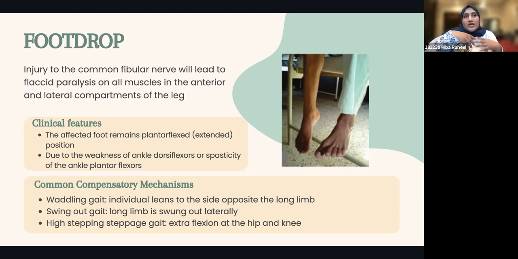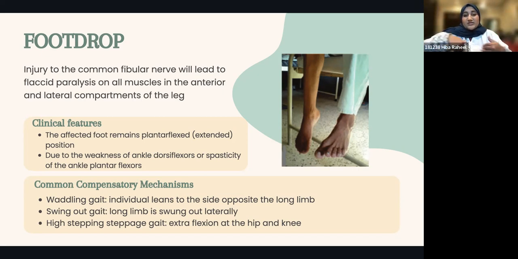Spasticity occurs when a muscle is being contracted a lot, so that can occur. As a compensatory mechanism, people change the way they walk in order to function normally, so there's going to be a change in their gait. There are three gaits you can commonly see in foot drop. There's the waddling gait; think of the way a penguin walks. They lean onto the opposite side of the long limb. Because of the foot drop, the other limb is going to be longer, so they lean towards the long limb.